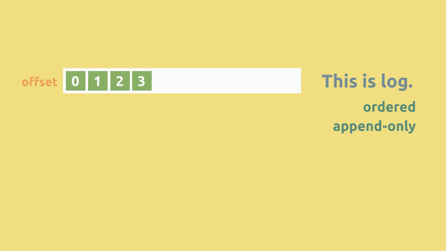Consumers use offsets to track which messages they have read. They typically start processing messages from the beginning of the log. For example, consumer pulls Kafka message with offset equals 0. After processing it, it moves to the message with offset equals 1 and so on.